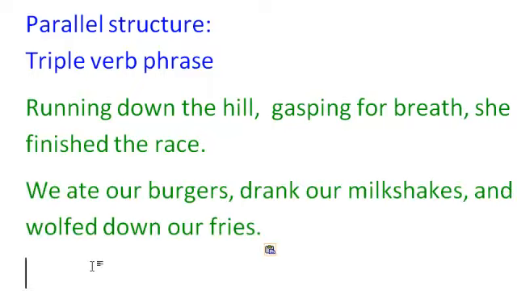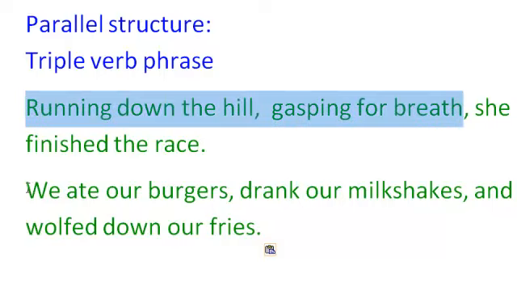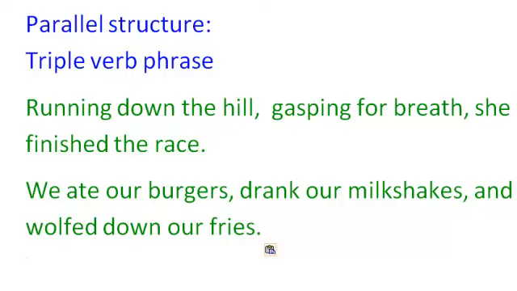Okay, let's try another one. This time we didn't use ing verbs, we just used straightforward verbs. We ate our burgers, drank our milkshakes, and wolfed down our fries. So, 3 verb phrases using the same verb phrase. Up here we actually have only 2 verb phrases, but we could have added a third one. So that's how you do a triple verb phrase or a bit of parallel structure. This is actually a double verb phrase, and this is a triple verb phrase.